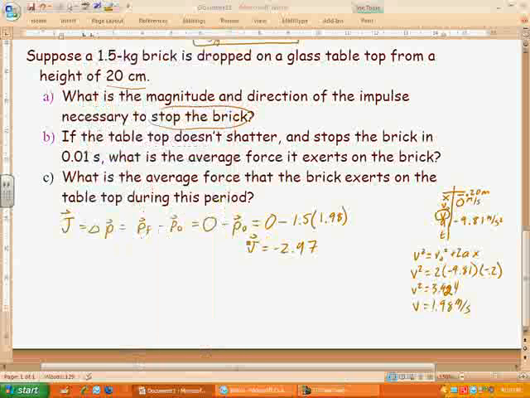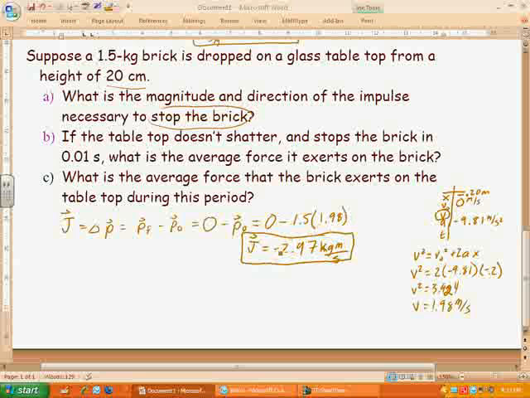And impulse, of course, is in kilogram meters per second. That's the units. So that is A, and obviously in this case the impulse has got to be negative. It's got to be negative because the initial momentum was going down, and we called that positive here, which means that the change in momentum has to be in the opposite direction, which means therefore going up.